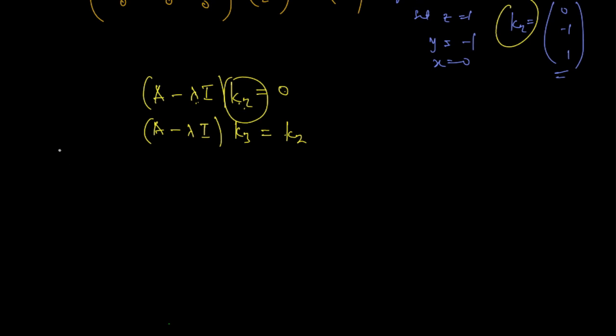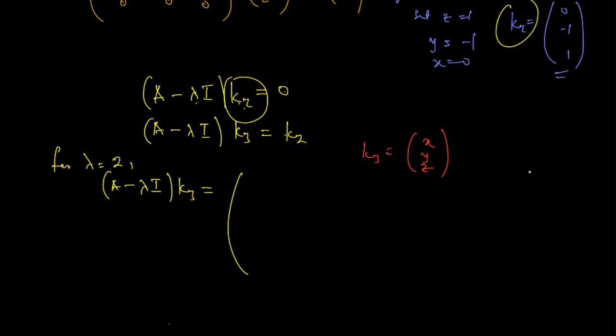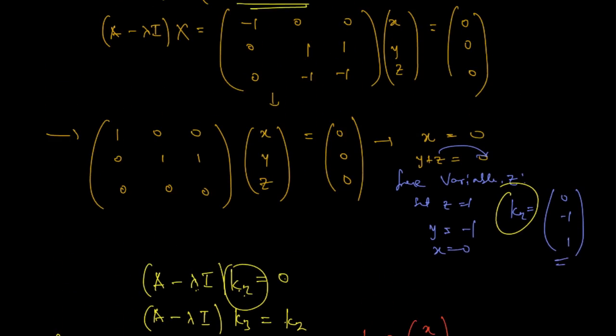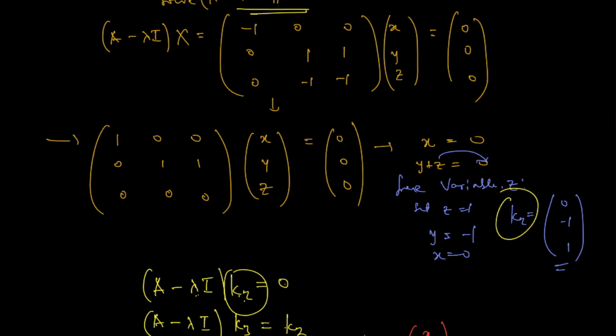So let's go ahead now, for the same lambda equals 2, to A minus lambda I times k3. Since we do not know k3, I'm going to assume my k3 is, say, x, y, z. So let's continue: A minus lambda I times k3. A minus lambda I is the same matrix we obtained initially. That's the same thing we have here.